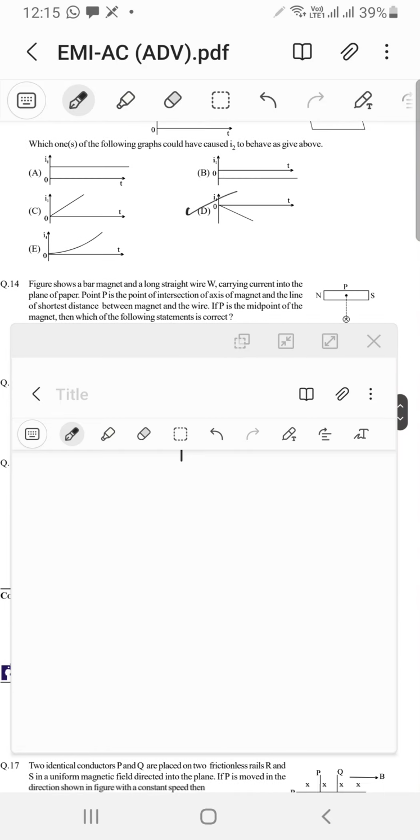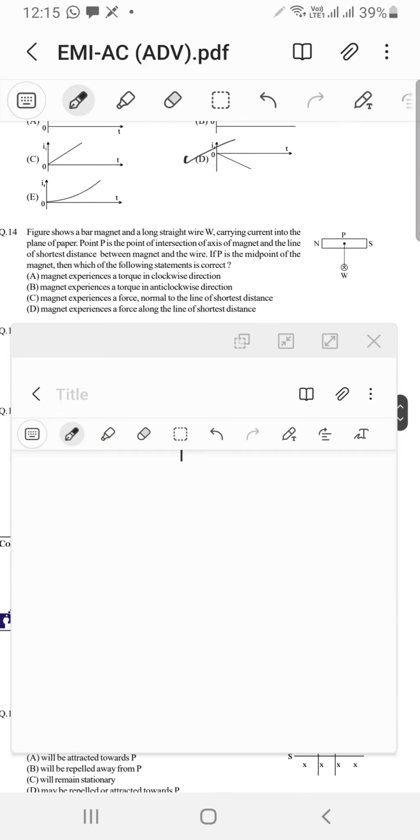Yeah, that looks right. The figure shows a bar magnet and a long straight wire W carrying a current into the plane of paper. Point P is the point of intersection of the axis of the magnet and the wire. Which of the following statements is correct? Magnet experiences a torque in anti-clockwise, clockwise. Magnet experiences a force.